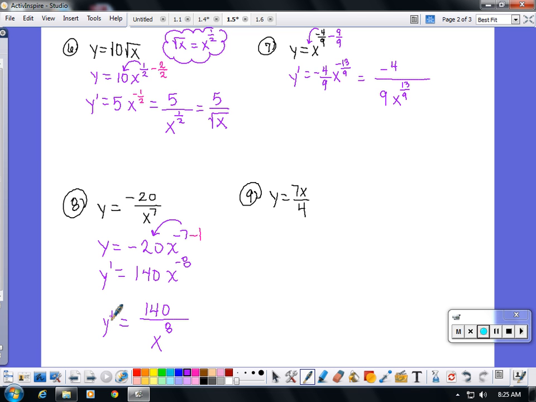9 always confuses people because of how it's written, but usually if I rewrite it as the fraction to the front with the x to the side, it makes more sense. So in this case, your exponent is 1. 1 times 7/4 is 7/4. And if you drop your exponent by 1, you get 0, so your x term is gone.